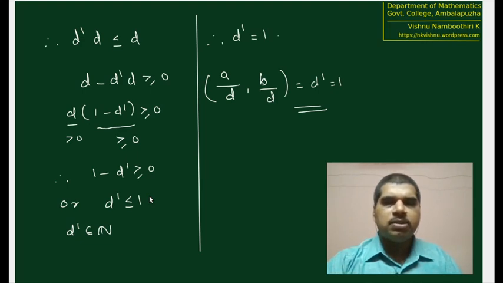Since we need some more extra tools to prove that the GCD of MA and MB is going to be equal to M times the previous GCD, that is D, we will go to prove something else. We will go to some other interesting problem.